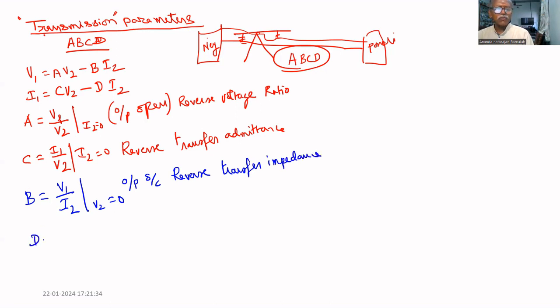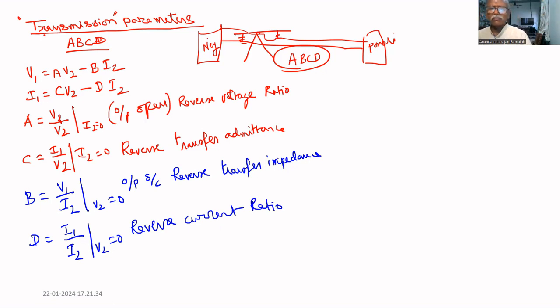And D equal to I1 divided by I2, provided V2 equal to 0. That is, it is a ratio between currents. Therefore, reverse current ratio.